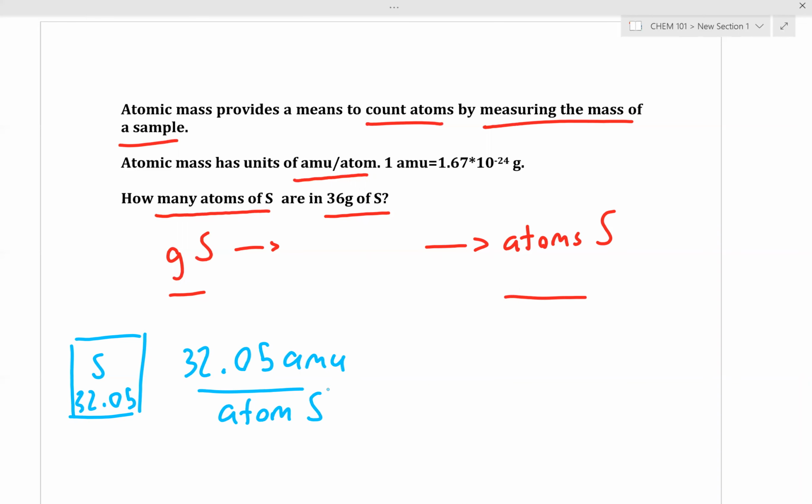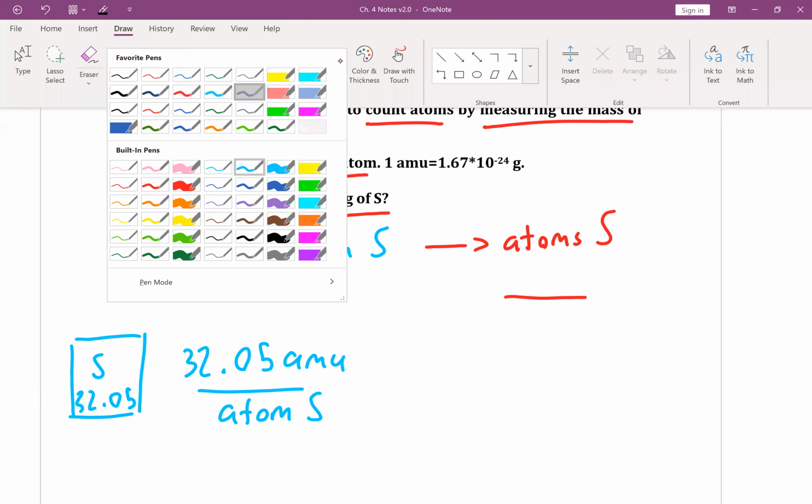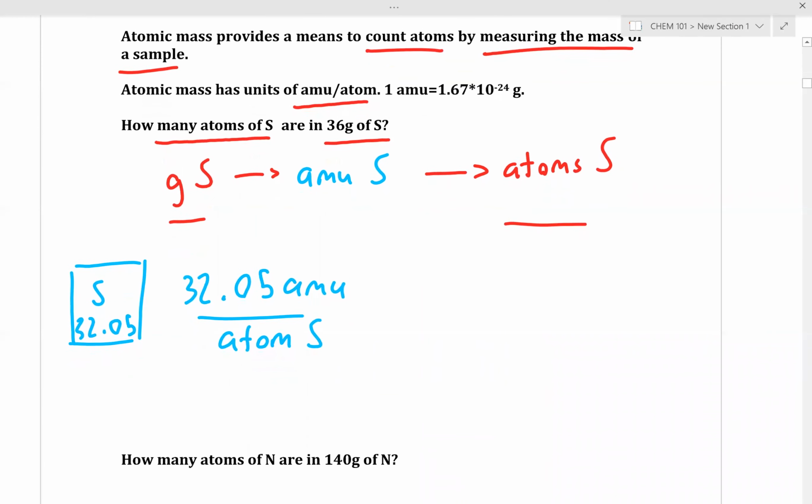In order for us to use this conversion, what unit of mass do we need to be in? We're starting with grams, but looking at our conversion factor, it's AMU per atom. So what units does our mass need to be in? AMU, exactly. So we're going to go from grams of sulfur to AMUs of sulfur to atoms of sulfur. Does that logic make sense? Okay. So now that we have our solution map in place, we're going to execute on that.